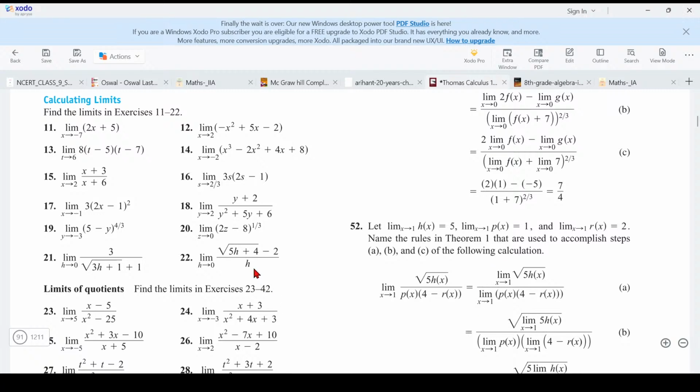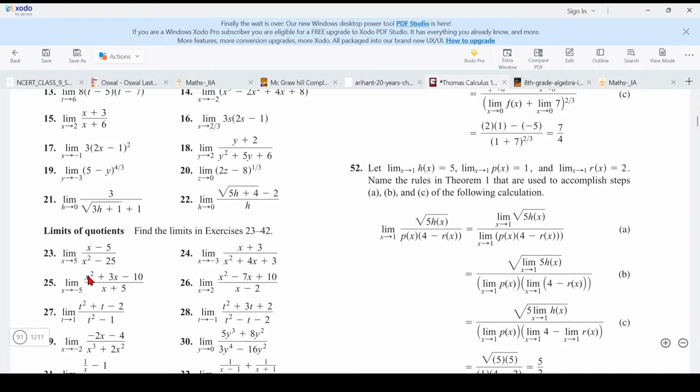Okay. So, similarly, this one. Tell me, both numerator and denominator are becoming zeros, right? Yes, sir. When both are becoming zeros, what do we do? We need to take a common factor. What is the common factor? x minus 5 should be the common factor. If you cancel that out, then you will get 1 by x plus 5. So that should be 10.